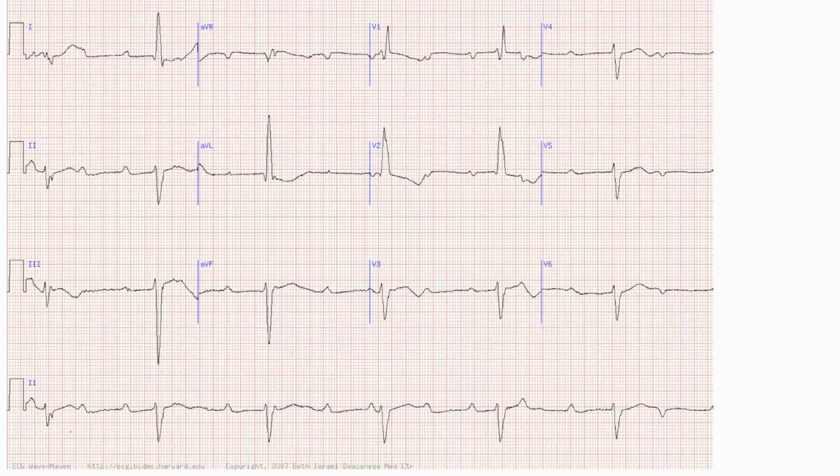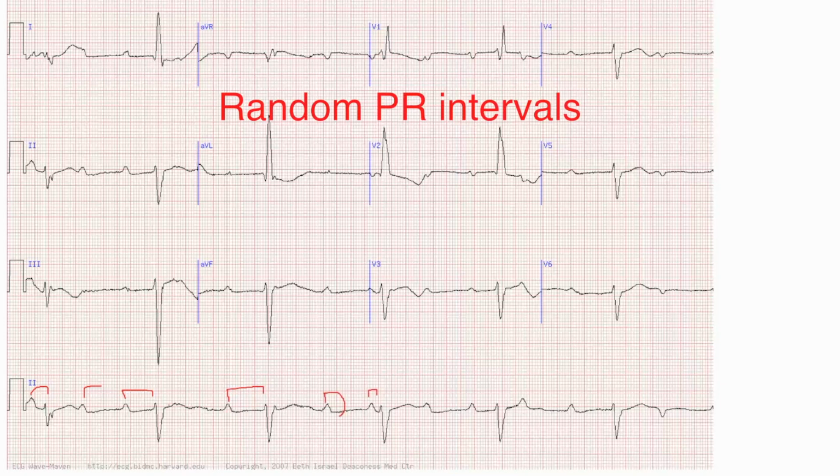And again here, there's one. That one's got a missing beat. There's a medium sized one, long one. There's a missing one again, short. And again, this is very random, making it a third degree AV block.